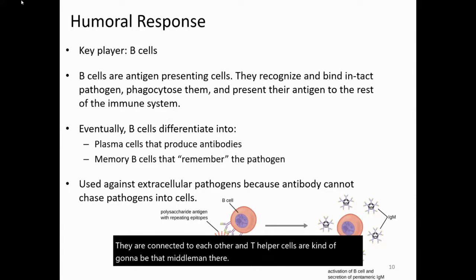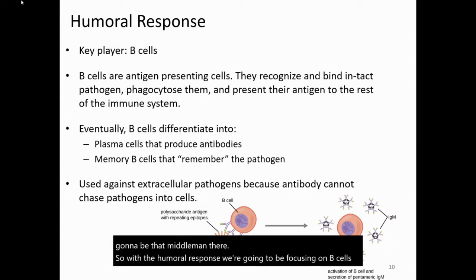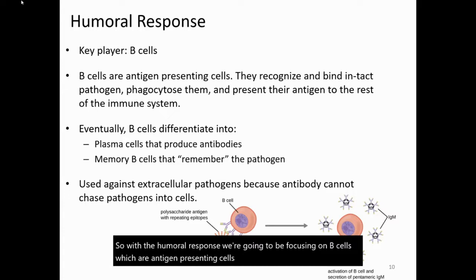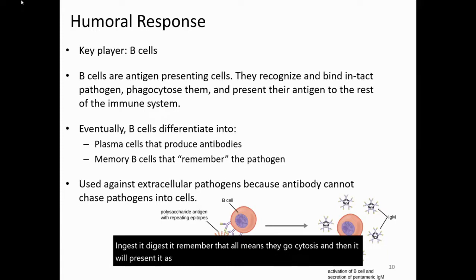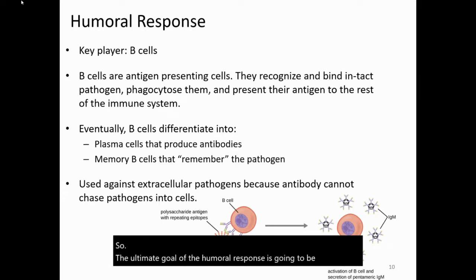So with the humoral response, we're going to be focusing on B cells, which are antigen presenting cells. So that means the B cell is capable of recognizing a pathogen, an intact pathogen. It will catch it, ingest it, digest it. Remember, that all means phagocytosis. And then it will present it as well. Okay, so the ultimate goal of the humoral response is going to be to release antibodies.